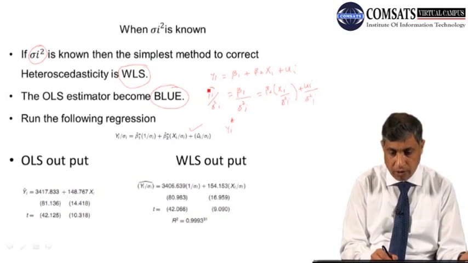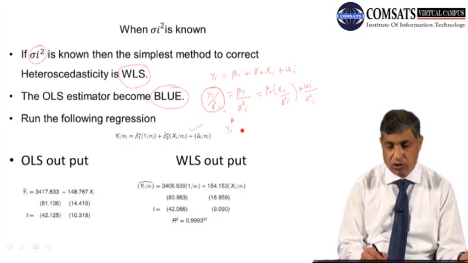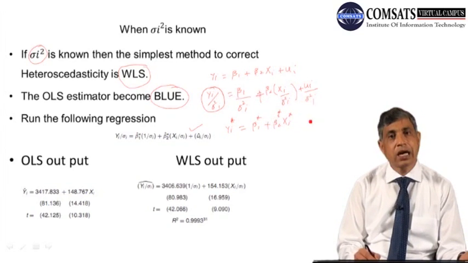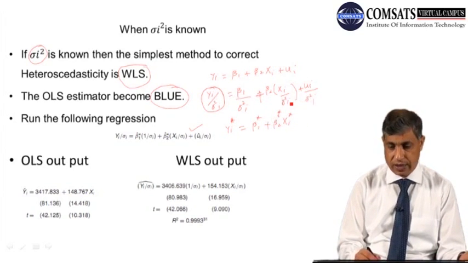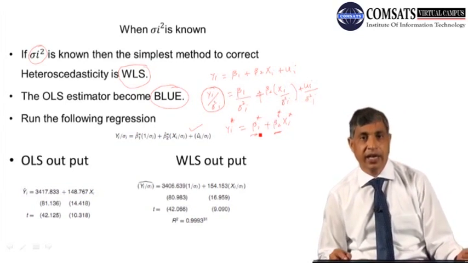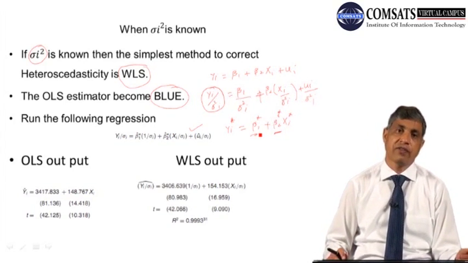So this whole term I am writing as yi star, and it is equal to beta 1 star plus beta 2 star xi star. Now xi star means it has been divided by this, and this shows that we have estimated this. Rather than saying beta 1 hat, I have called it beta 1 star.